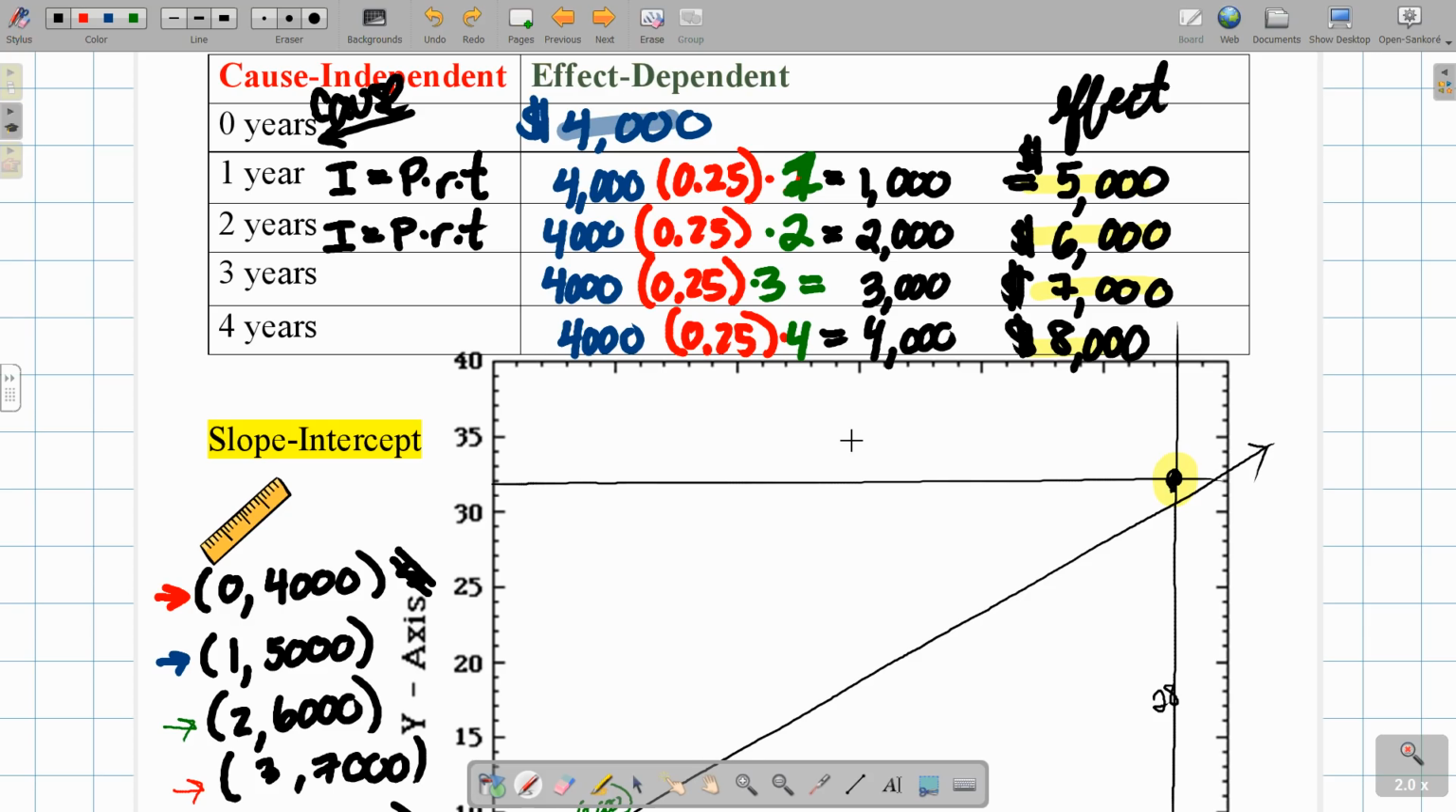And how do I know it's $32,000? Because interest equals principal times rate times time. My principal was $4,000 times my rate, 0.25, times my time, which is 28 years. That's going to get me $28,000 added back to the original principal, $32,000. So if this was perfectly graphed, that line would have gone through that dot. It's hard to perfectly graph on a computer. Hopefully yours is slightly more accurate than mine.